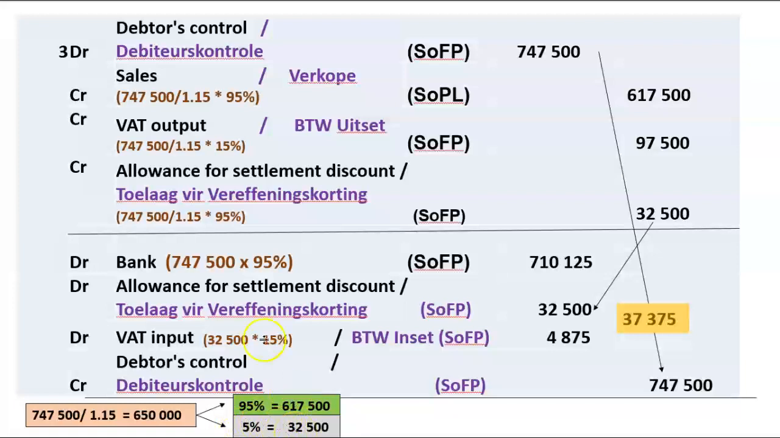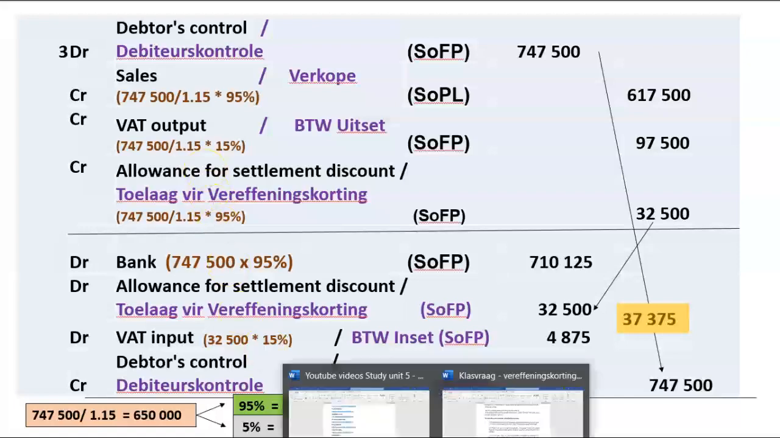5% is going to be posted to my allowance for settlement discount account, statement of financial position, 32,500. And then the VAT that appeared on the invoice, i.e. 747,500 divided by 1.15 times 15%, that will then be posted to my VAT output account, 97,500 Rand. Good. So can you see, at the outset of this transaction, I only take 95% of the VAT exclusive amount to sales, and I park the other 5% in an allowance account to see what is going to happen when settlement takes place.